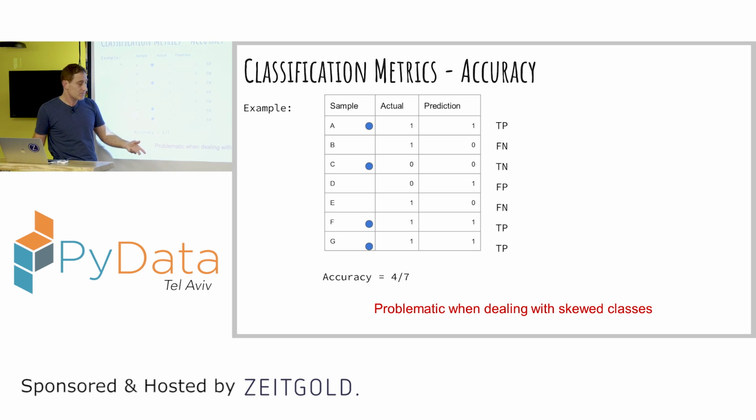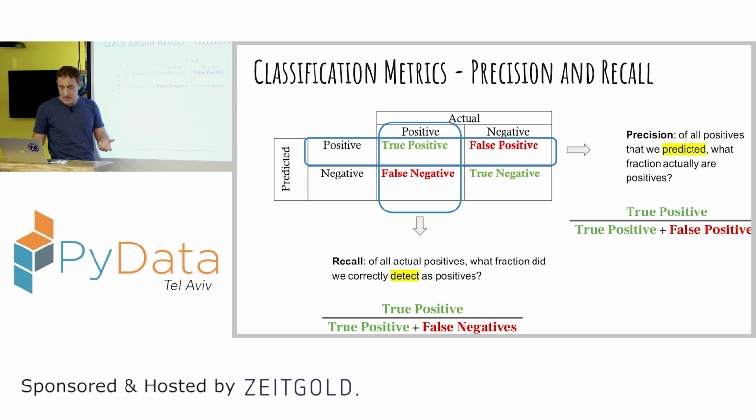We have the actual, which is the real world, whether they actually survived or not. And we have the prediction. Here you can see the true positive, false negative, and so on. On the blue dots we can see where we were accurate, whether on the positive or on the negative. And we see that we have 4 out of 7 accurate. So this was the first metric, accuracy. The other 2 metrics are precision and recall.